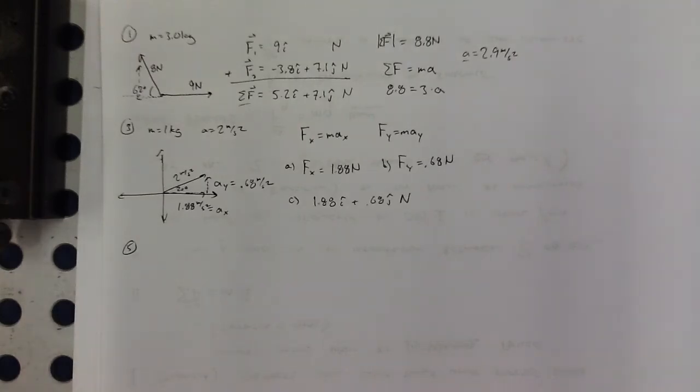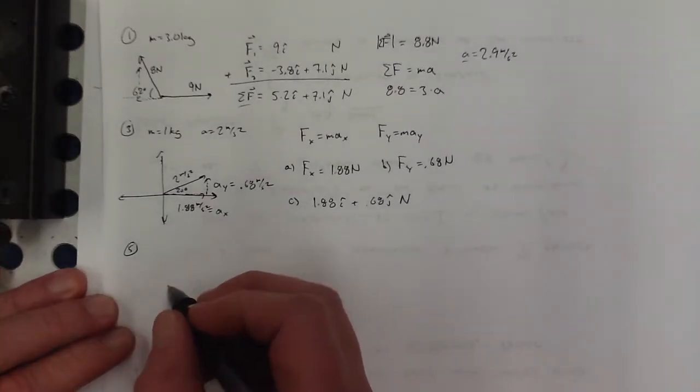So number 5, 3 astronauts, you got a little picture there, propelled by jetpacks, push and guide a 120 kilogram asteroid toward a processing dock, exerting forces shown. They give you some angles and directions and stuff. What's the asteroid's acceleration in unit vector notation, and magnitude and direction relative to the positive x-axis?